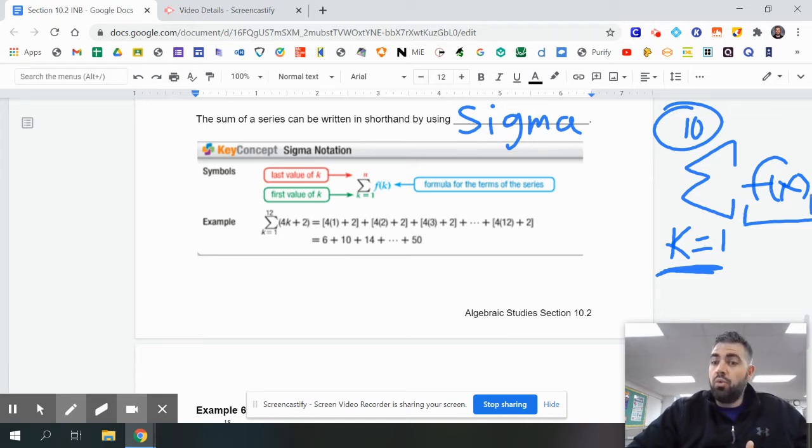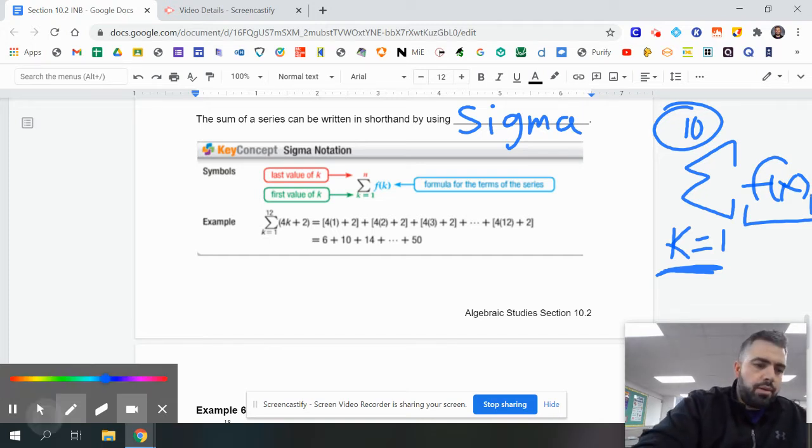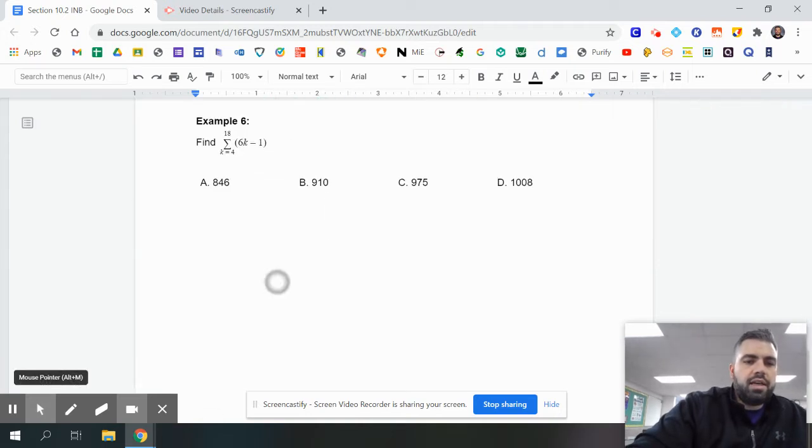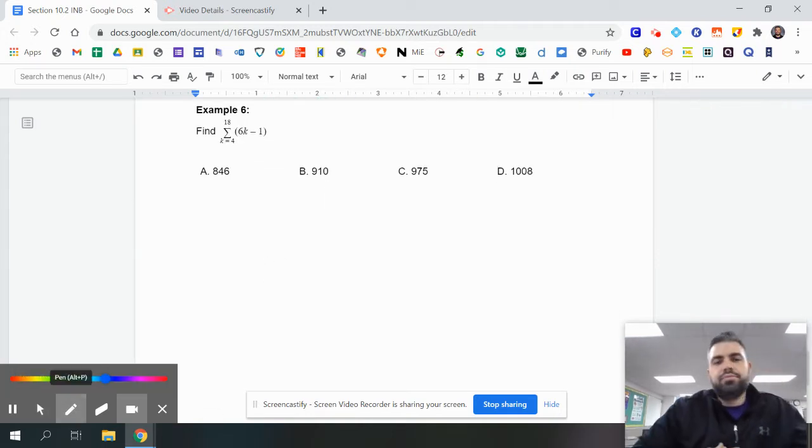And so what we do is, since we know how to find the sum of a series, we have to know the first term and the last term, add them together, divide by 2, and multiply by the number of terms. What we can do is just make it real quick, right? All right. So let's look at example 6 here. It's a multiple choice question, right?